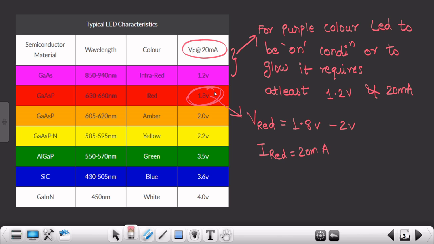Just the voltage is changing, and obviously the wavelength is also changing, but we need not worry about that part. What we need to worry about is this: for purple color LED to glow, we need 1.2 volts and 20 milliamperes of current, right? For green, 3.5 volts and 20 milliamperes. For white, 4 volts and 20 milliamperes of current, right? So this is what we need to worry about. Okay, so what I will do, I'll erase this particular section.